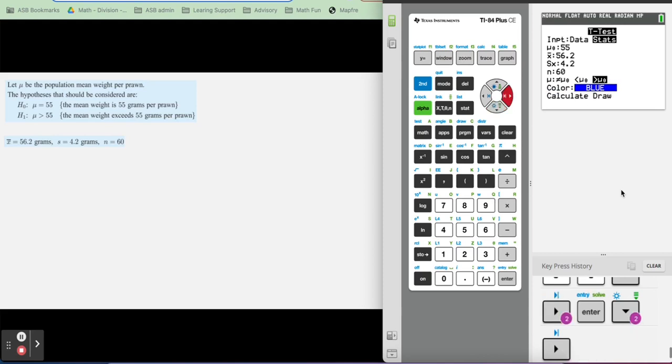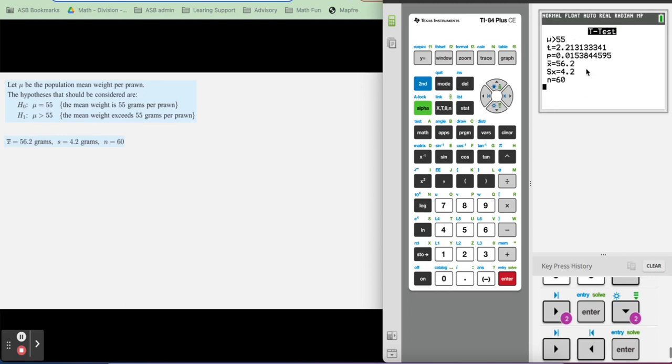You won't need to draw. You're always going to need to calculate. And now we have the important information. Out of all of this, the only value that's useful for us is the p-value here. So our p-value is 0.0154 if we round to 3 significant figures.